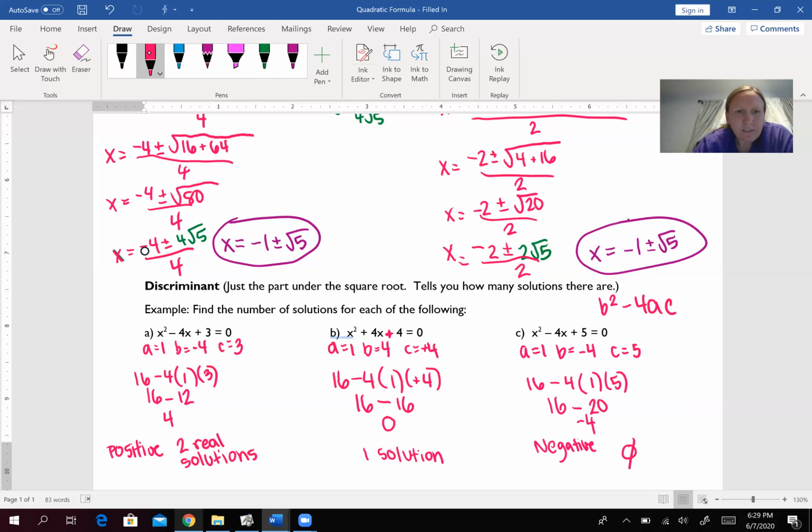So a positive discriminant means 2 real solutions. 0 as your discriminant means that there's one solution, and a negative number as your discriminant means that there is no solution.